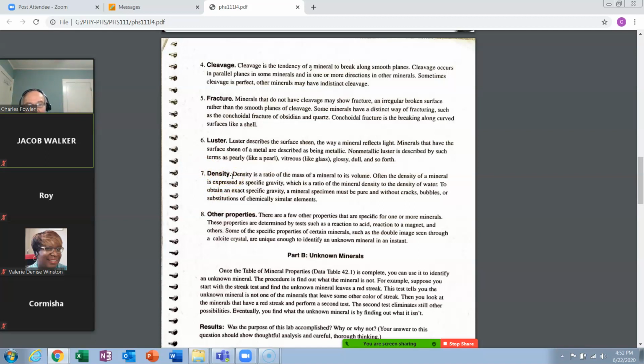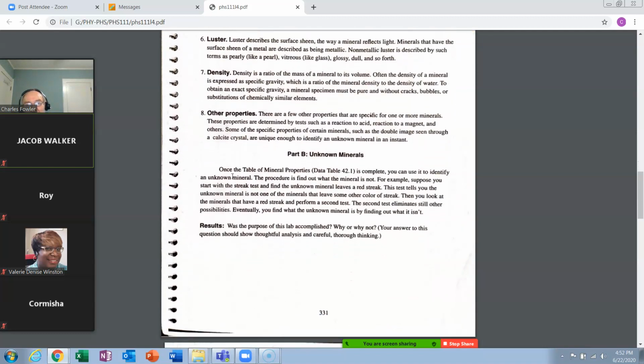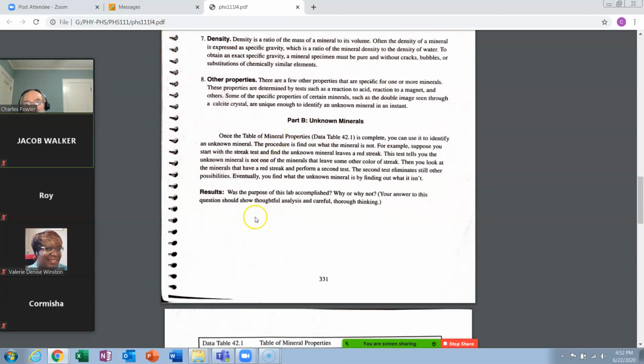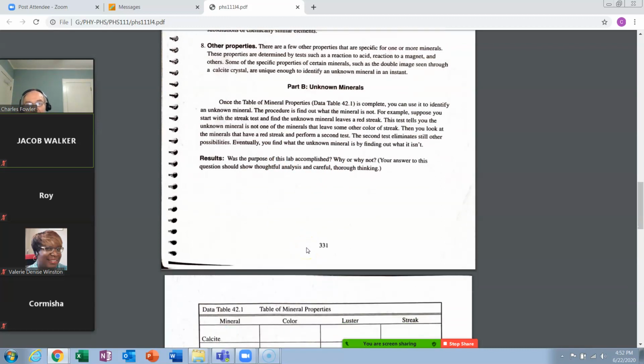Okay, now when you finish everything on the lab, don't forget to come back and answer this question. Was the purpose of this lab accomplished? And why or why not? Only need a word or two for this one and maybe a sentence or two for that one. Okay, that's all. But here is your data table.